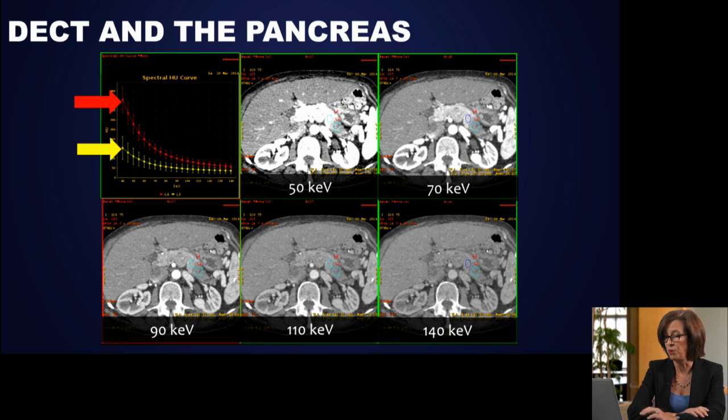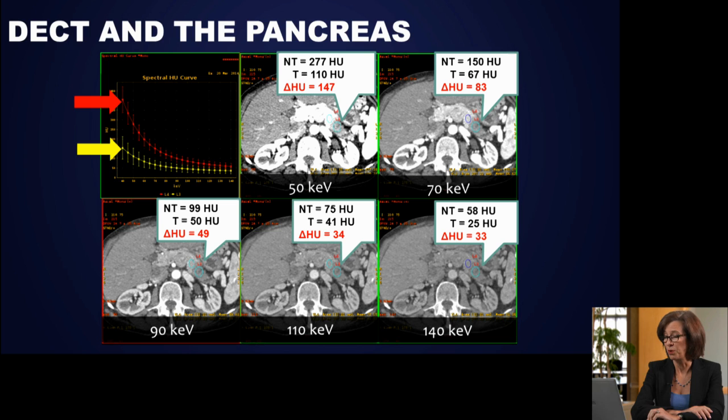Now, I also want to show you this set of images, and this is the same level of tumor, the same tumor that you've been looking at different energies. So you can see that as you go from the low energies where you have the maximal contrast difference to the higher energies at 140, you're actually getting rid of contrast as you go to the higher energies, and that makes sense when you look at the curves.